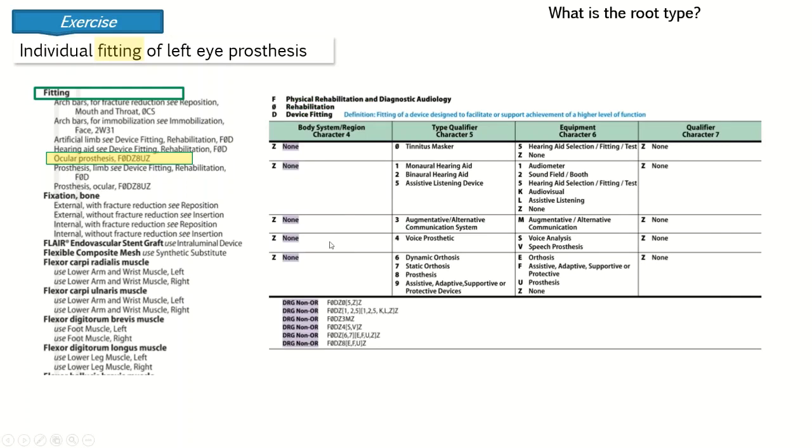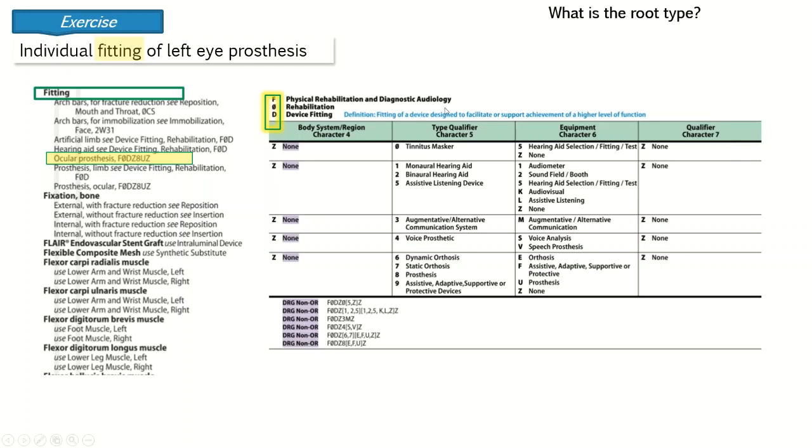All right, so we got a little ahead of ourselves. Coders, what is the root type? If you said fitting because you saw it on the screen, outstanding. So if we go to fitting and we scroll down and we see ocular prosthesis, it takes us to the exact code F0DZ8UZ. And let's go find that corresponding table, F0D.